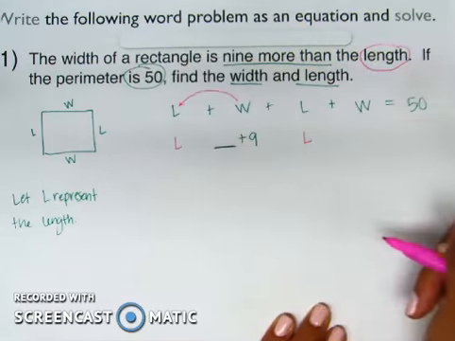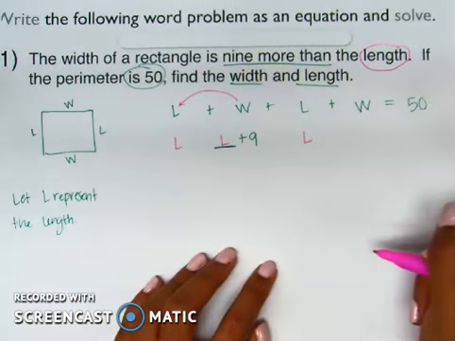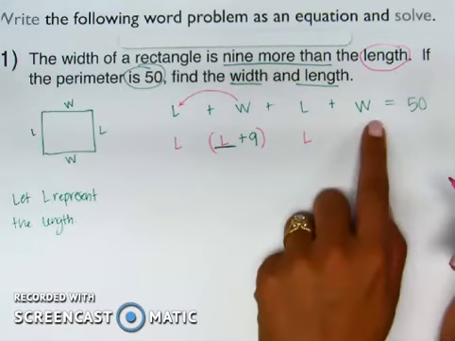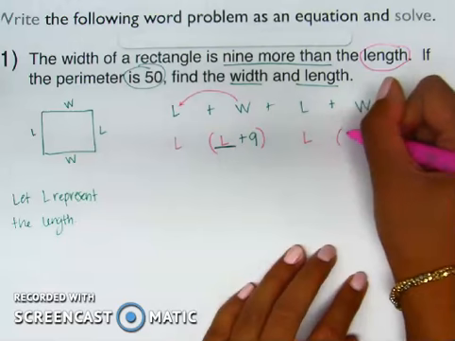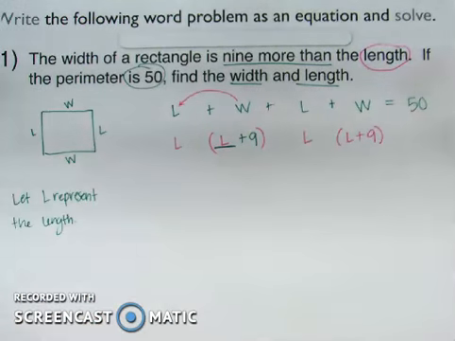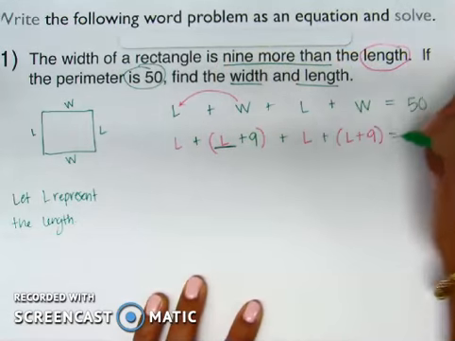What are we calling length? Well, we're calling it L. So I'm going to go ahead and put L plus 9. So now that I have that for my width, since I have another width here, I'm also going to put L plus 9. So now that I have everything figured out, I have length figured out, I have width figured out, I'm going to go ahead and complete my equation and solve.